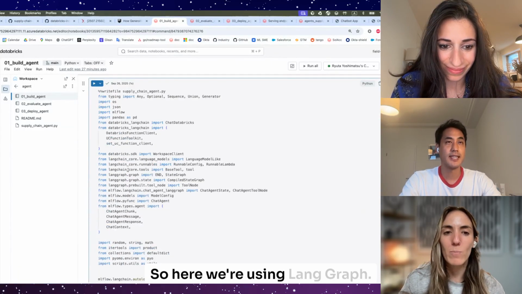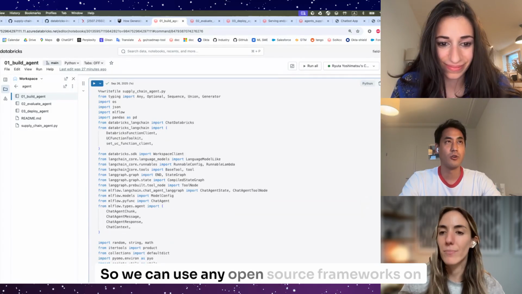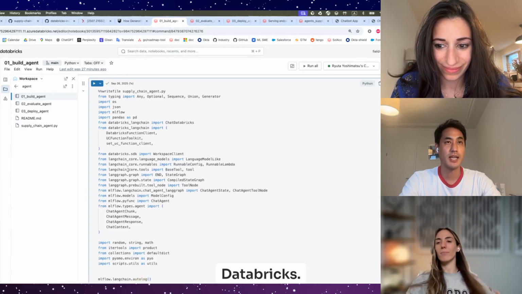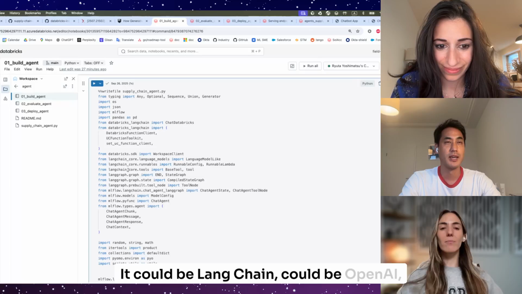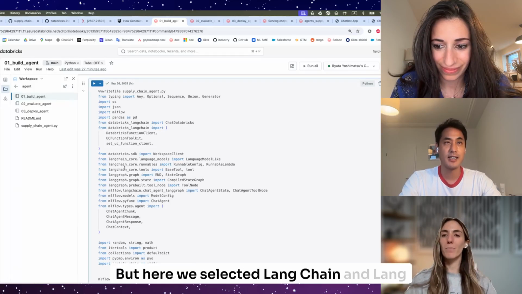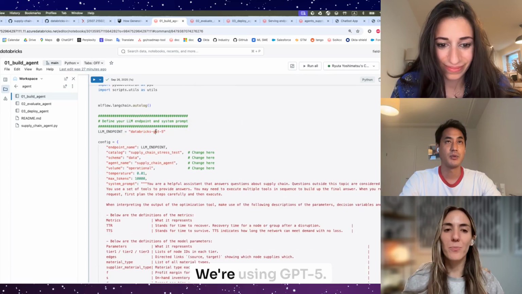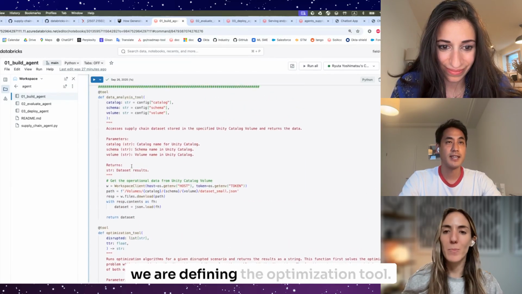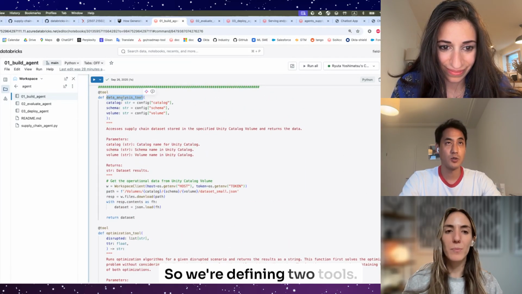So here we're using LangGraph. We can use any open source frameworks on Databricks. It could be LangChain, it could be OpenAI, it could be CrewAI. But here we selected LangChain and LangGraph to build such an agent. We're using GPT. And we are defining the optimization tool. So we're defining 2 tools.